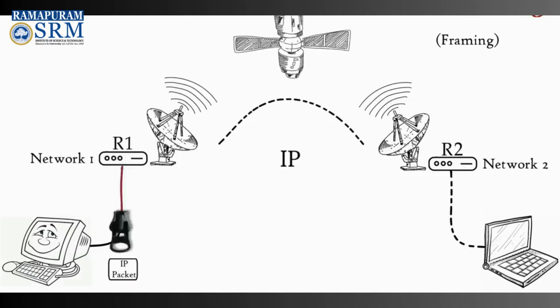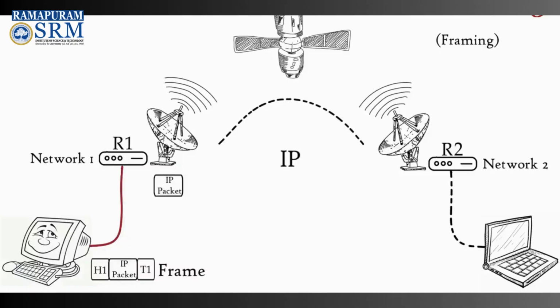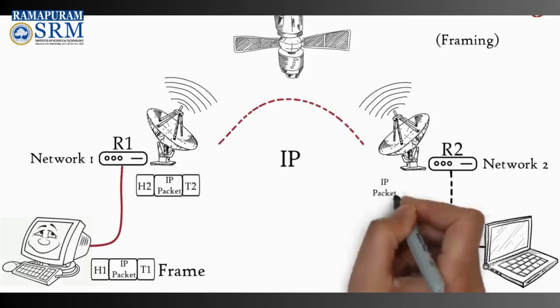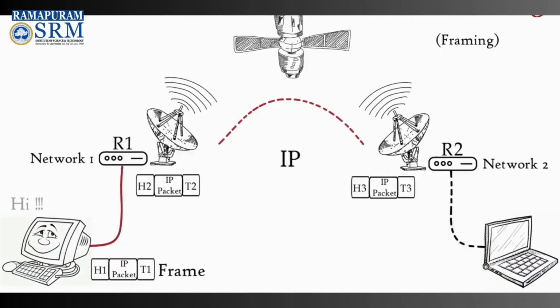Based on the medium used to connect desktop and router R1, data link layer adds some data in the head and tail of IP packet and converts it to a frame, Ethernet frame in this case. Router R1 receives this Ethernet frame, decapsulates it to an IP packet and then encapsulates it again to a frame so that it can cross satellite link to reach router R2. Router R2 will again decapsulate the received frame and encapsulate it again to form a wireless data link frame. Laptop receives this wireless data link frame, decapsulates it and then forwards IP packet to network layer.